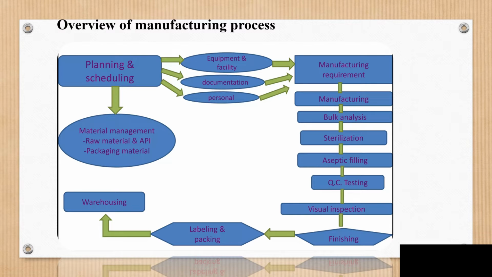Now, the overview of the manufacturing process of parenteral production. First of all, we do the planning and scheduling, which includes equipment and facility, the documentation where all the procedures will be documented, and the personnel, who are the people involved in the parenteral production plant. Manufacturing requirements, then we do the bulk analysis, sterilization, aseptic filling, QC testing, visual inspection, finishing, labeling and packaging, and then we come on to warehousing.